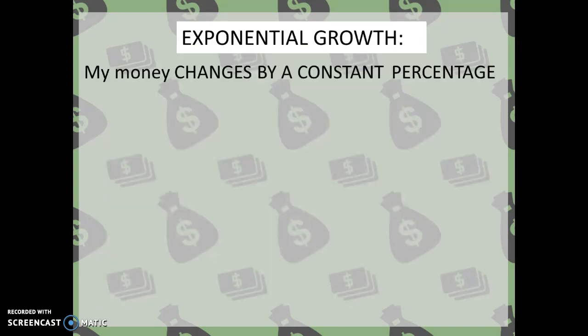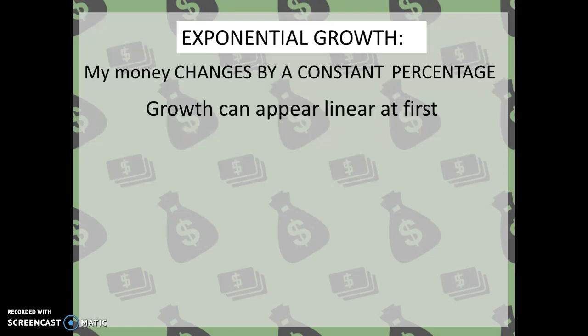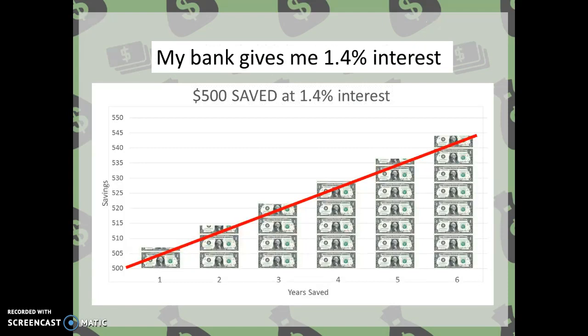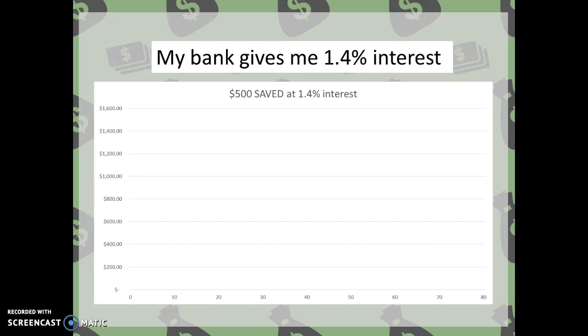So if I'm talking about exponential growth, yeah, there's a constant percentage like those savings accounts. Those are exponential growth, but you need to understand it can appear linear at first. All right, so if I wait 6 years, my money looks like it grows in a linear fashion. However, look at this graph now. It goes all the way on the horizontal axis to 80. I'm going to look at what happens if I leave my money in the bank for, say, 80 years.